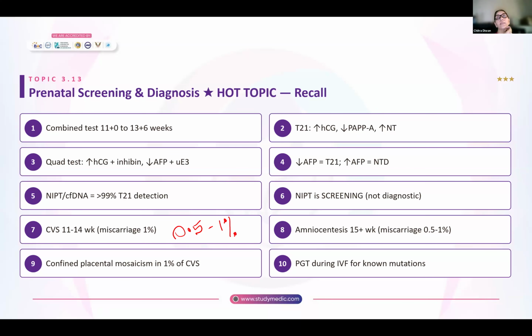The only drawback with CVS is that if there is a placental mosaicism, sometimes when you are taking a sample from that localized part of the placenta, 1% of the times you can get a false positive result. And pre-implantation genetic diagnosis is done for IVF. So any of the embryos that have the known mutation, those embryos will not be transferred back into the uterus.